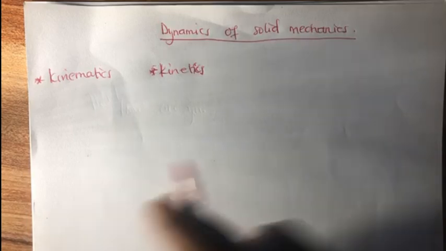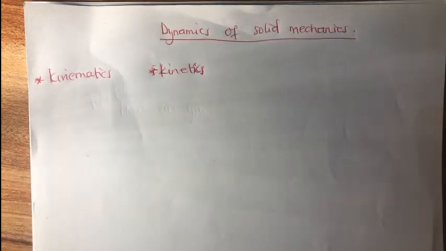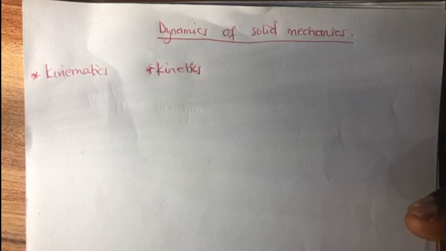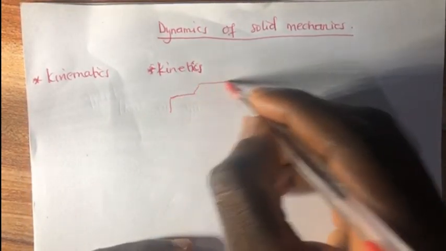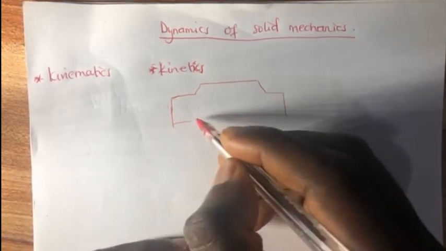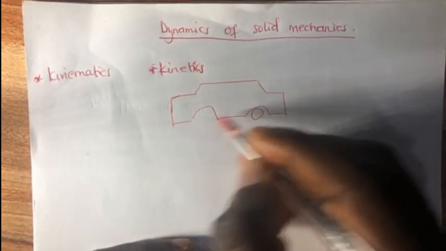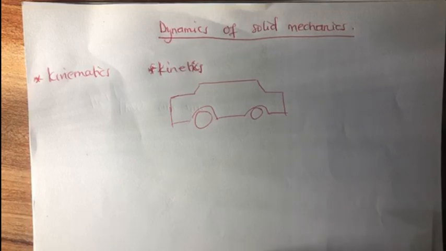Now, what is the whole concept of dynamics of solid mechanics? So usually when you want to design a system, let's say you want to design a car, for instance. So let's have our car. You would want to determine the speed the car has to move. You'd want to determine the forces that will be on the car, and you would want to know what type of engine to use in the car to provide you with that output.